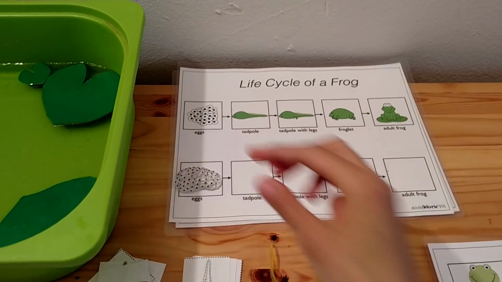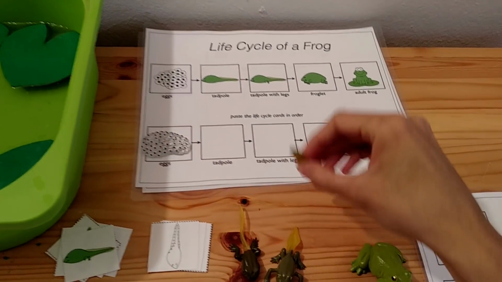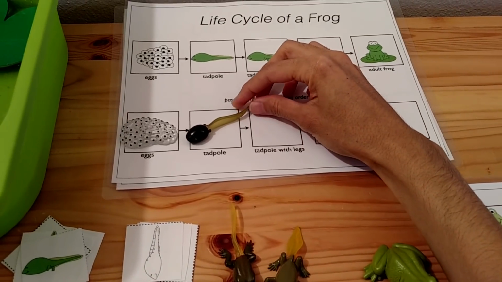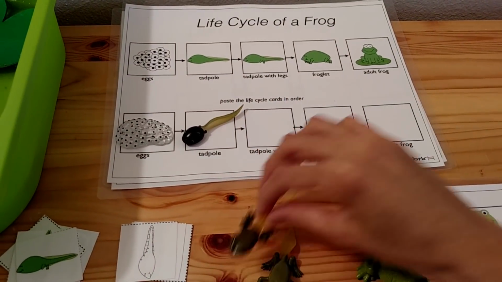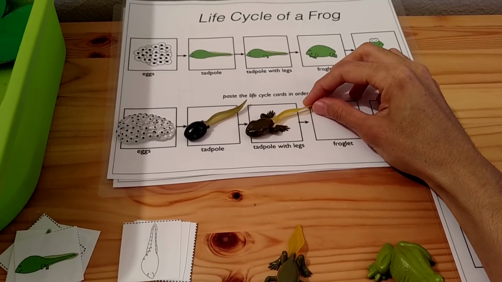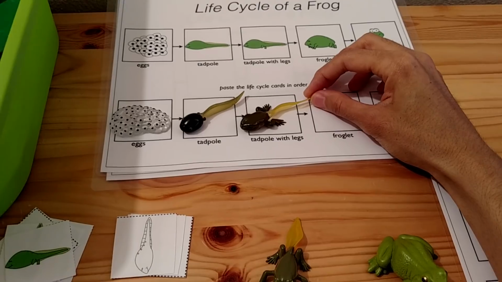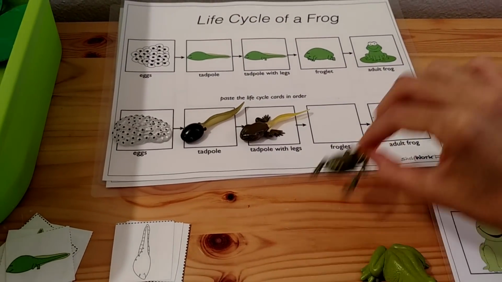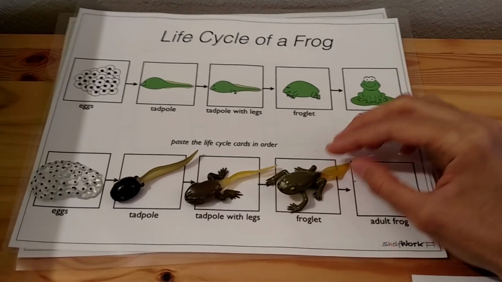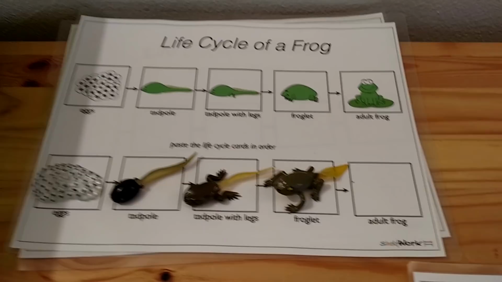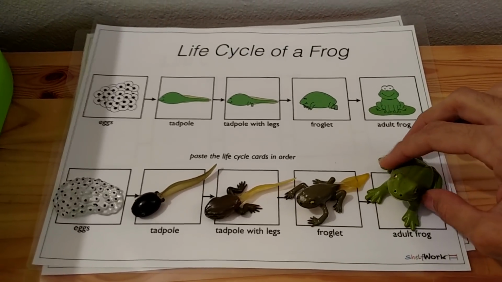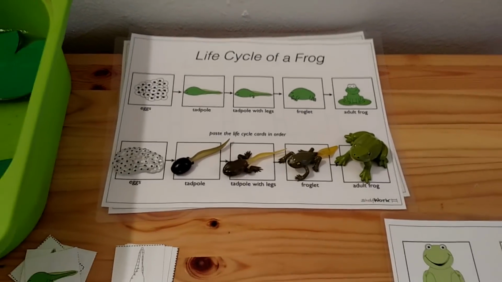Eggs come first. Then comes the tadpole. You want to explain to the child, the tadpole looks like a fish. Then comes the tadpole with legs. The tadpole with legs has some hind legs. Then comes the froglet, and as you can see, the froglet has four legs. Then comes the adult frog, the big frog. And then you have the child learn this way.